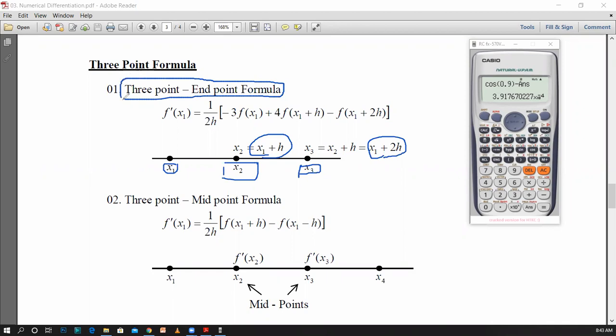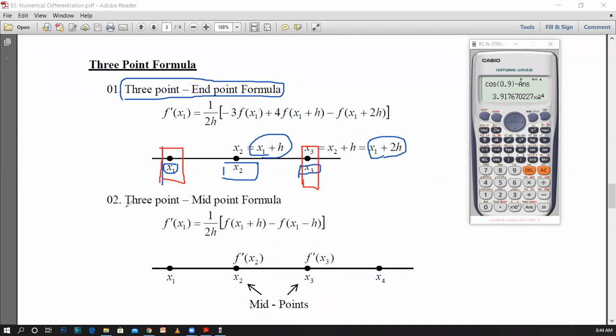We use the 3-point endpoint formula to identify the values at the endpoints. If this is the point, then we can use the 3-point endpoint formula to obtain the value at this point, as well as at this point, and we can use the 3-point endpoint formula to obtain the value at this endpoint.